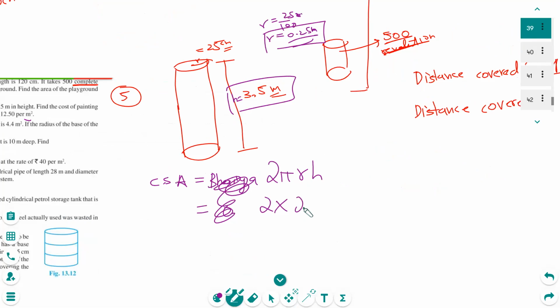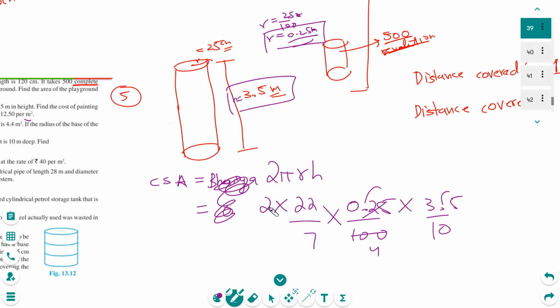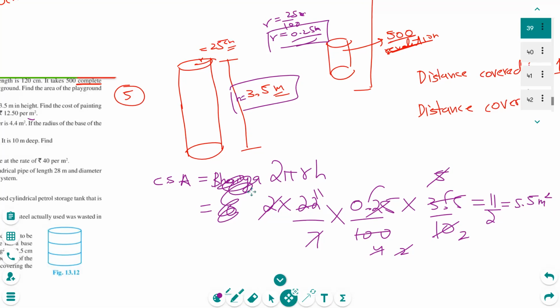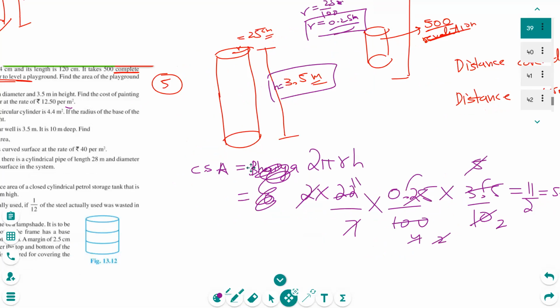So 2 pi r is what? 0.25 and it's 3.5. Again there is a decimal. You will get afraid, how to do it with decimals? Nothing to it, it is done this way. 25 by 4, 2 by 2, 2 by 11. Now let's deal with this. 7 5s are 35, 5 2s are 10, so 11 by 2, that means 5.5 meter square. Is this okay? The calculation is okay to everyone, which I just did.